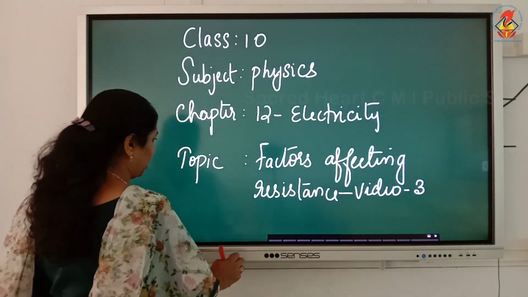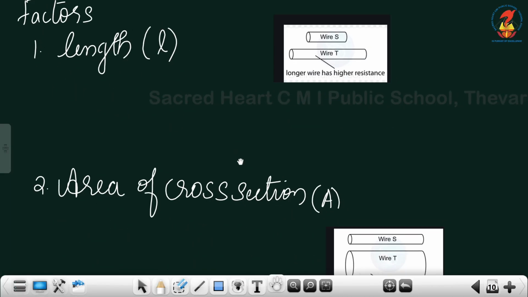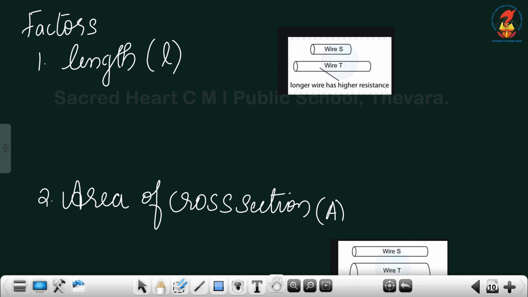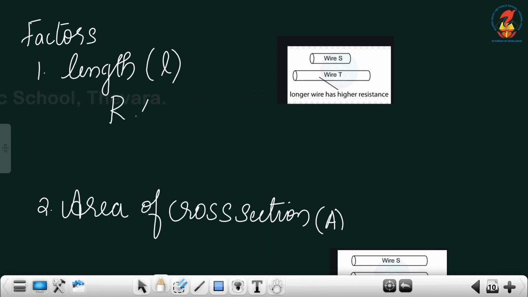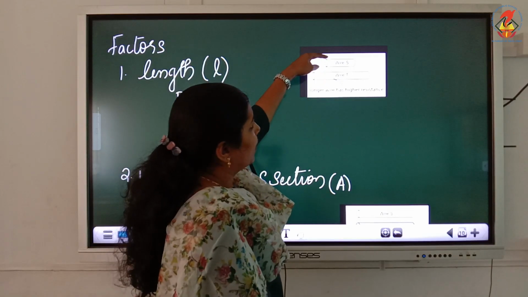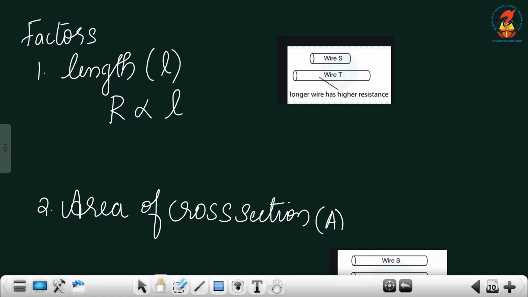So, the factors that depend upon the resistance are, first one, length. As length increases, the resistance also increases. So, it is directly proportional. R is proportional to the length. As L increases, resistance also increases. So, here you can see this wire, the first one is a shorter wire and the second wire is a longer wire. So, as the length increases, it is having more resistance. The second wire will have more resistance because it is lengthy.